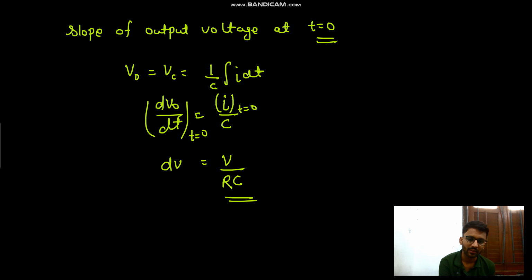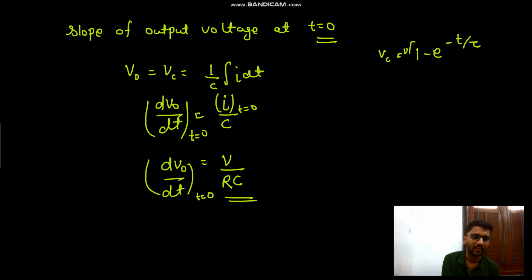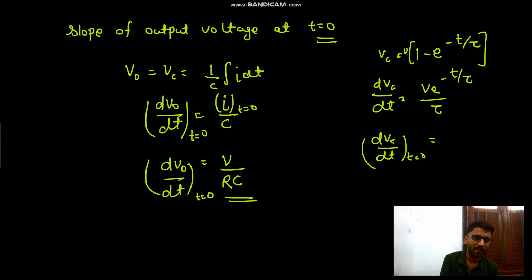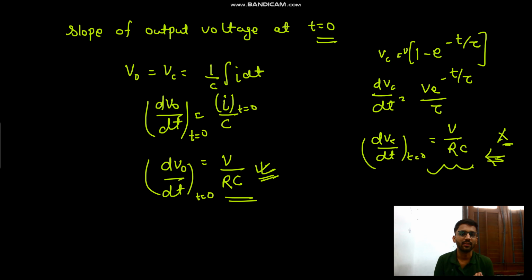So the slope at t equals to 0, dV naught by dt at t equals to 0, would be V by RC. You have to go by the simple approach. You don't need to apply any equation. Some of you will apply the exponential equation, differentiate it first, V into e to the power minus t upon tau into 1 upon tau, then put t equals to 0. So it would become V by RC only. That you shouldn't do. That's not a correct approach. The answer is right, but the approach is wrong. The interviewer will see this approach. So that's how you should tell. Your dV naught by dt at t equals to 0 is V by RC. Simply write the voltage equation of capacitor, then simply differentiate it.